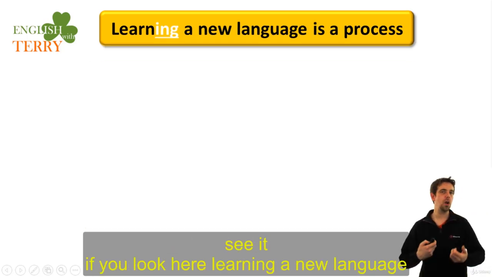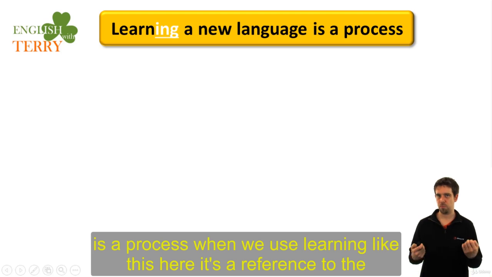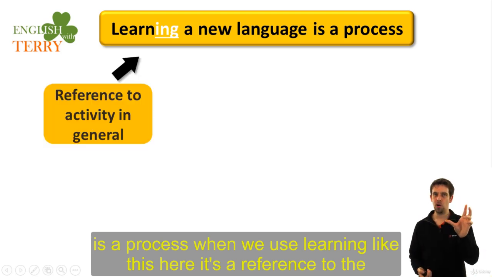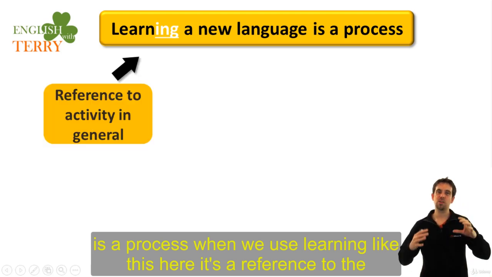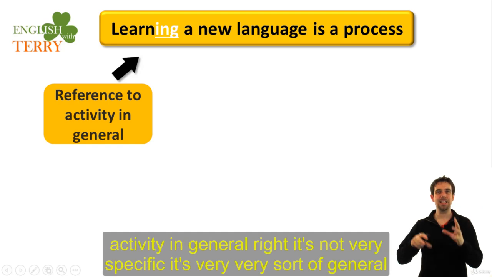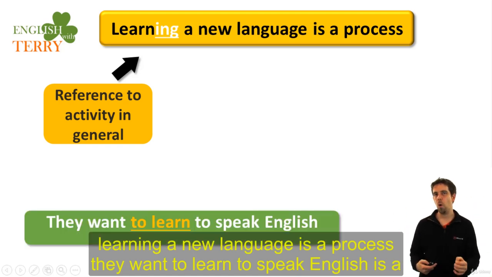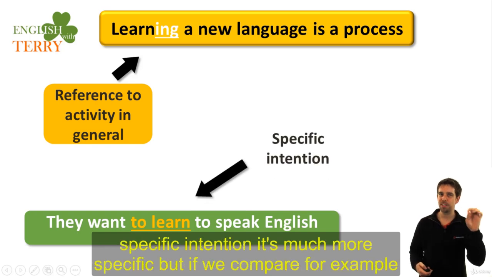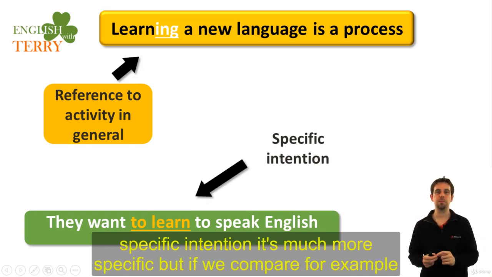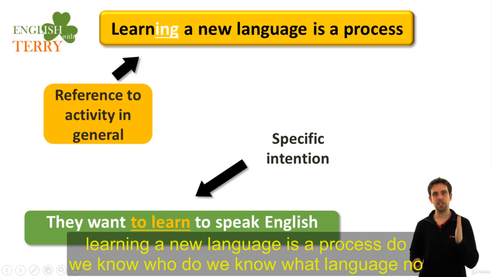Can you discover it? Can you see it? If you look here, learning a new language is a process. When we use learning, like this here, it's a reference to the activity in general, right? It's not very specific. It's very, very sort of general. Learning a new language is a process. They want to learn to speak English is a specific intention. It's much more specific.